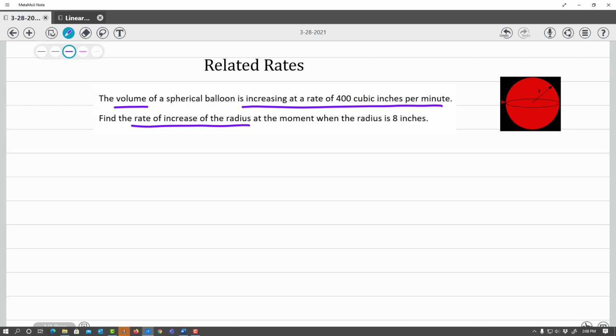So they've given me the change in volume over the change in time. All these related rates are with respect to time, is 400 cubic inches per minute. And they want me to find the change of the radius over change in time. So this is what I'm trying to find. Let's write that right there. Find dr/dt, given when the radius is 8 inches. So in other words, how fast is the radius increasing when it's at 8 inches?